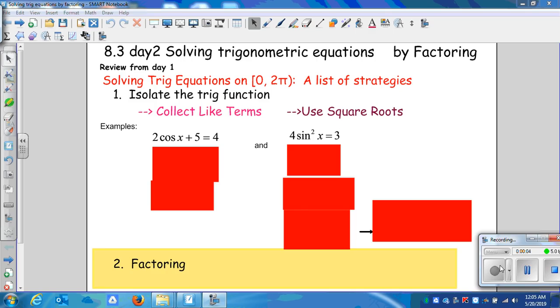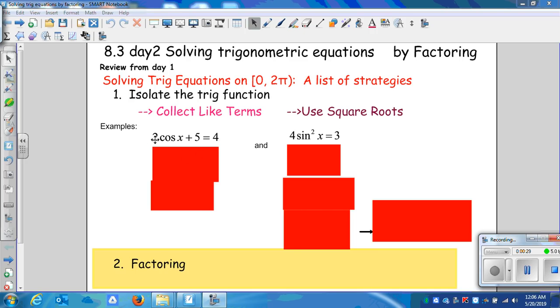Welcome. This is lesson 8.3, day 2, solving trigonometric equations by factoring. On the first day of the lesson, we talked about solving trigonometric equations like algebra equations, essentially that you isolate the trig function and then use algebraic ideas like collecting like terms or using square roots. So these two examples exemplify what we talked about on the first lesson.